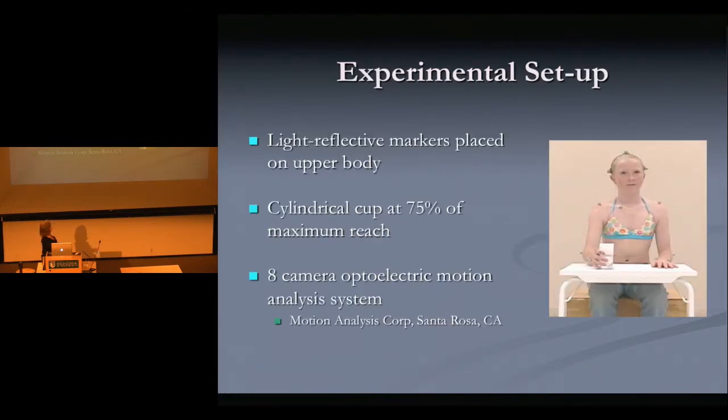So the participants all had light reflective markers placed on the upper body, on the skin at specific bony landmarks. We placed a cup at 75% of each individual's maximum reach. We then asked the typically developing participants to perform the task with their dominant hand. We asked the children with cerebral palsy to perform it with their more involved hand. And we used an optoelectric motion analysis system to capture the three-dimensional position data from the participants during the reach and grasp cycle.